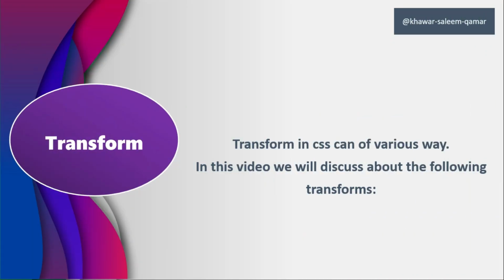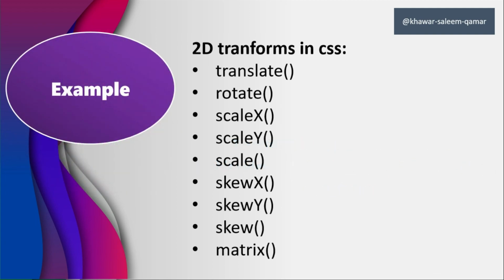Actually, in CSS there are two types of transformations. If you talk with respect to dimensions, there are 2D transformations and 3D transformations. In this video we are going to learn about 2D transformations and the methods and properties that we can use in them, and in an upcoming video we will be learning about 3D transformation. In CSS 2D transformation, these are the functions that we can use to transform an element: translate, rotate, scale, and skew. So let's talk about each of them individually.